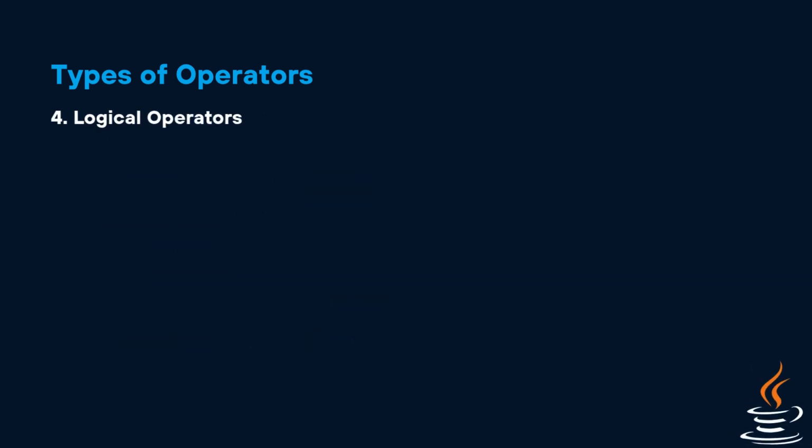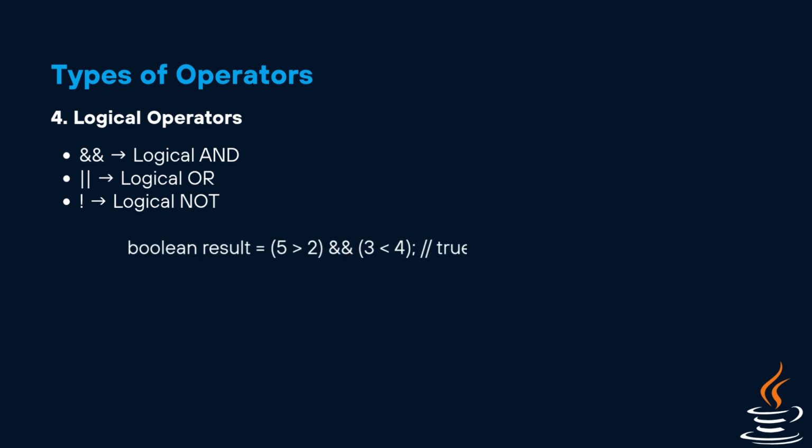Logical operators. Logical operators help us combine multiple conditions. They include logical AND, logical OR, and logical NOT. Here is the example. Here both conditions are true, so the result is true.